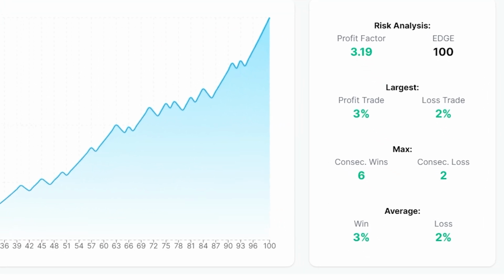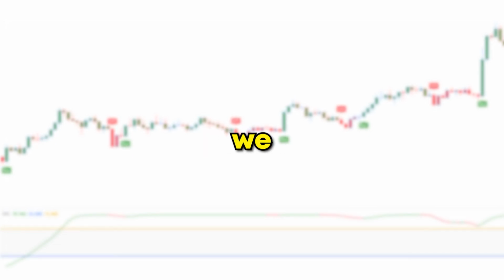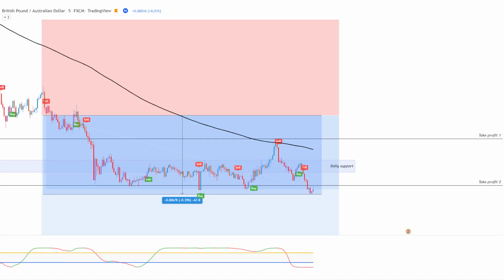6 consecutive wins and only 2 consecutive losses, and a 290% increase in account balance, as we can see, because the initial was $1,000 and the closing balance was $3,909 in total profit. And these 100 trades were taken until June 29th, meaning that you could potentially grow your account in 2 months' time by following the strategy. However, I do believe that we can improve this strategy because take a look over here.